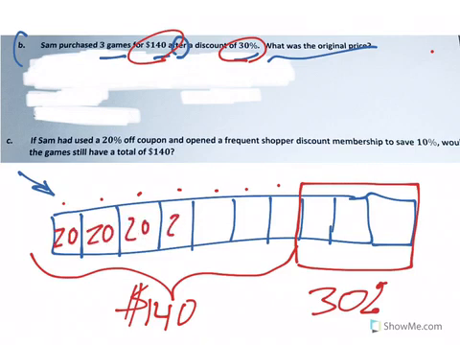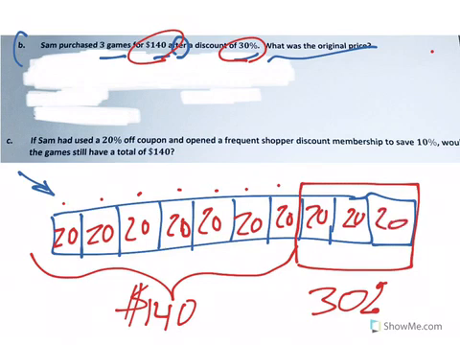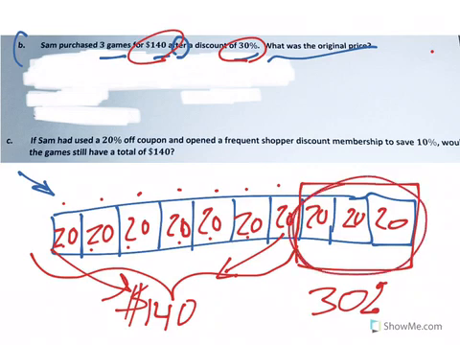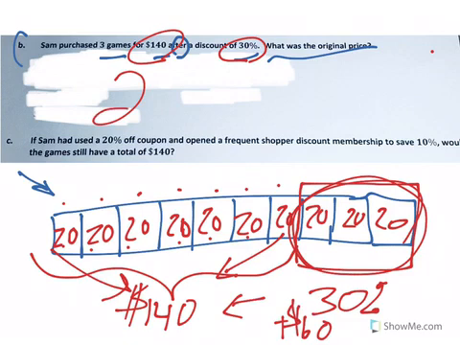So if one part is 20, then we know that all parts are going to be 20 throughout the whole tape diagram. So 2, 4, 6, 8, 10, 12, 14. These 7 parts, the 70% that they paid, was 140. The discount was $60. So the original price would be the 140 plus the $60. So the original price would be $200.